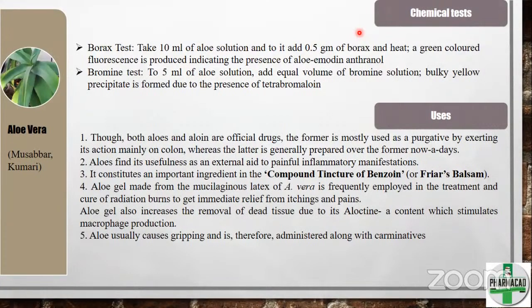Okay. Next is the bromine test, where we take 5 ml of aloe solution and add an equal amount of bromine solution. A bulky yellow precipitate is formed due to the presence of tetrabromoaloin. Okay. Now what are the uses of this?